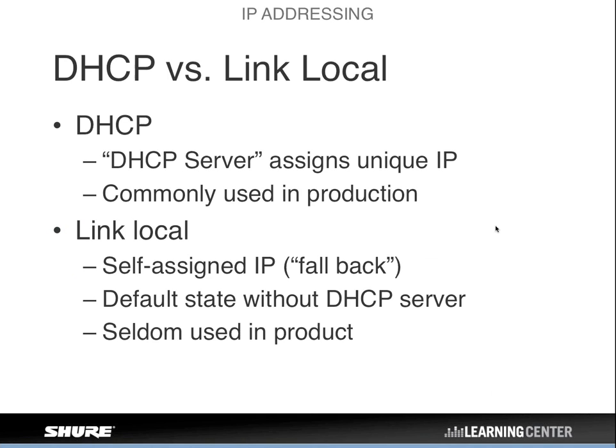So link local is similar but different. Let's say you have a network with devices on that network. All of them are primed to receive IP addresses automatically, but you don't have a DHCP server. This is where link local comes in. The devices on that network don't explode, they don't cease to exist. What they do is they go to what is called a fallback IP address.